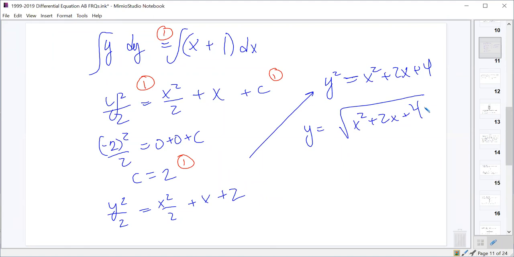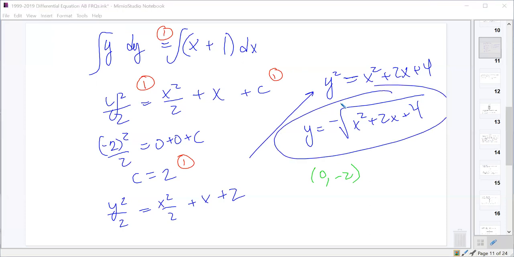And so we need to look back to our initial condition. Our initial condition said that this needs to go through the point 0, -2. And so do we need the positive or the negative square root so that when we plug in 0 for x, we get -2 for y? Negative. Wonderful. And that is your final answer. And that is your 5th point for that one.